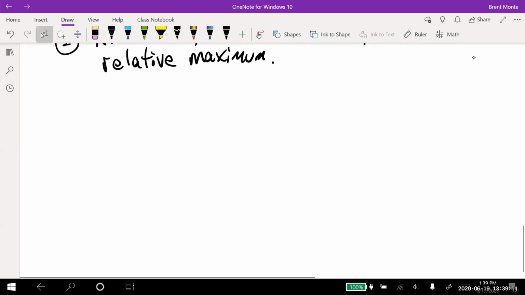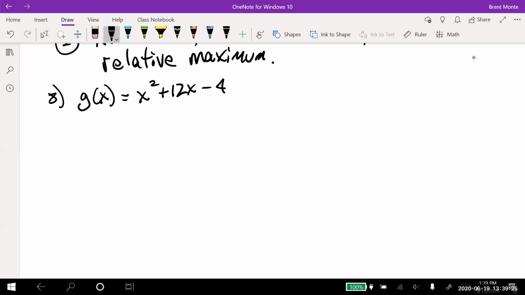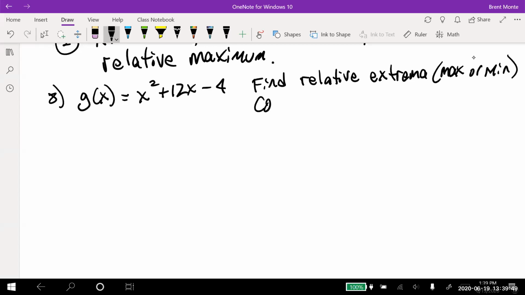Okay, so let's see. The first problem I picked out is problem 8, and they give us a function g of x is equal to x squared plus 12x minus 4. Find, well, let's do this. Find relative extrema. Remember that means max or min. Concavity and inflection points. All right, so let's go through this. We'll do a few examples.